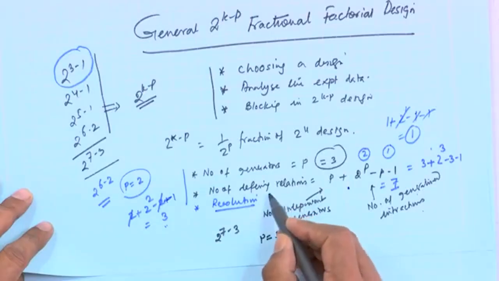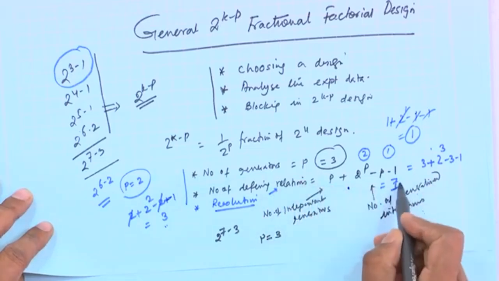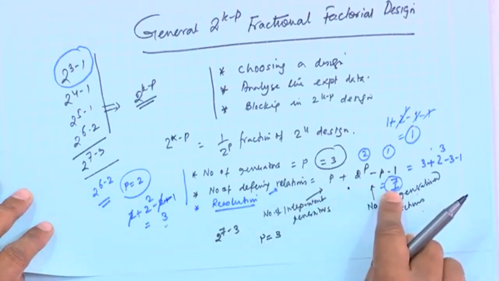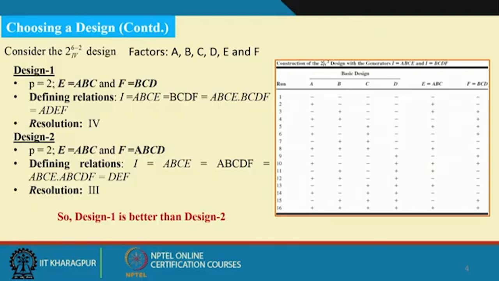And all of you know that resolution will be understood from the defining relations. Suppose you have 7 defining relations, then the relation in which the number of words is the minimum, that will be your resolution. So, now let us see a case.